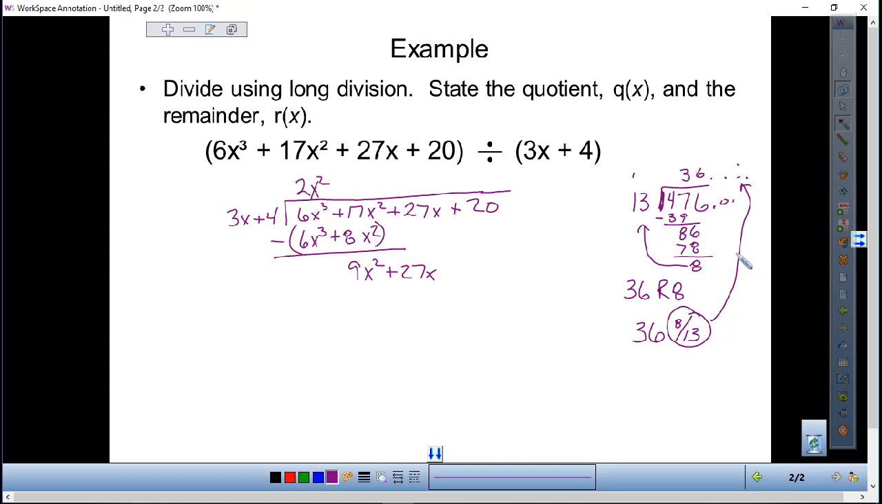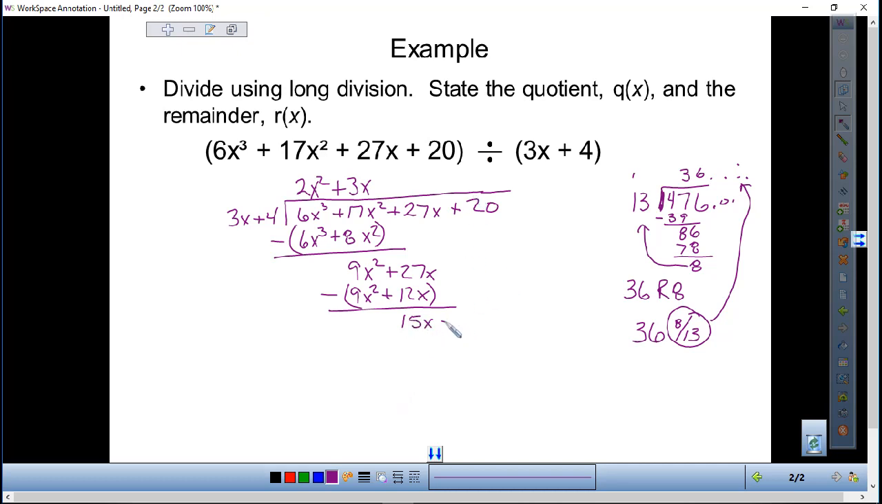Alright, and then guess what? Same thing as we did over here. Go through the exact process again. What do I multiply times 3x to get 9x squared? 3x. 3x times 3x gives me 9x squared. 3x times 4 gives me plus 12x. Parentheses and subtract. 9x squared minus 9x squared gives me 0x squared. If these don't cancel out, you've done something wrong. And then 27x minus 12x is going to give you 15x.